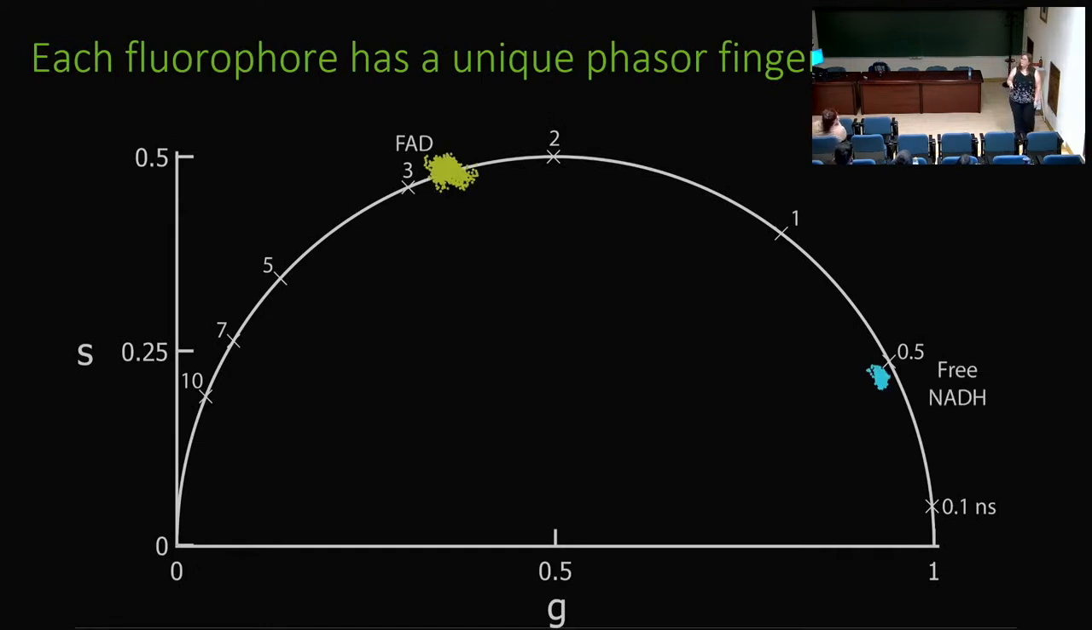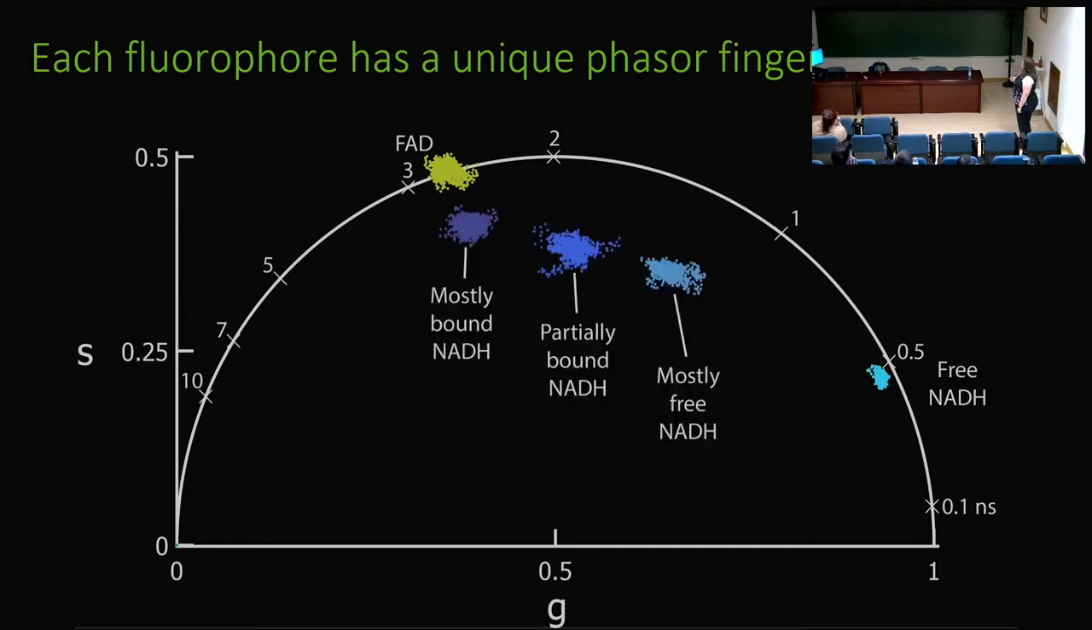we can see on the upper left is FAD, on the bottom right is free NADH. As we started shifting the NADH from a free state to a mostly bound state, you can see that its fluorescence lifetime shifts. This free to bound NADH difference in fluorescence lifetime has actually been used quite frequently in cancer research to look at differences in cancerous versus non-tumor cells. And so it creates sort of a spectrum there.